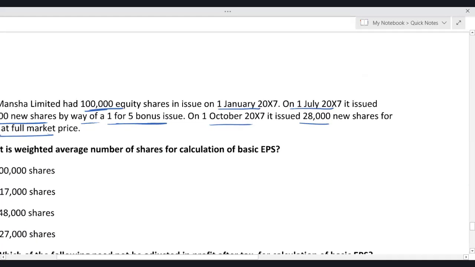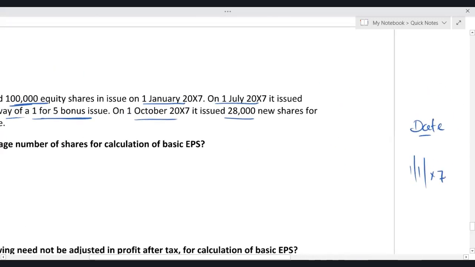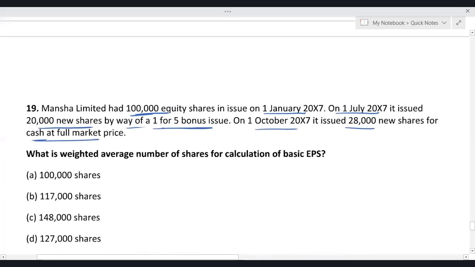1st January X7. How many shares? 1 lakh. Then on 1st July, there's a bonus issue of 1 for 5. If bonus is 1 for 5, then BF is 6/5. Whoever is having 5 shares, against 5 shares the company has made 1 bonus. So obviously, after bonus, 5 shares will become 6. And how do we calculate the bonus adjustment factor? Simply shares after bonus divided by shares before bonus.